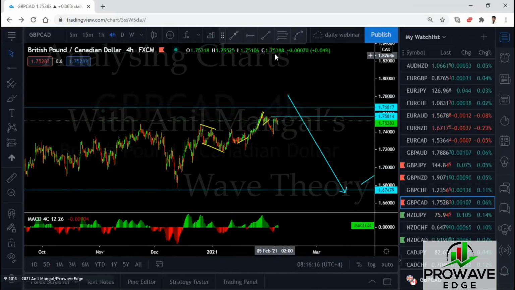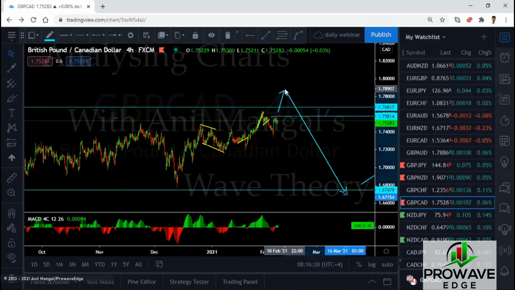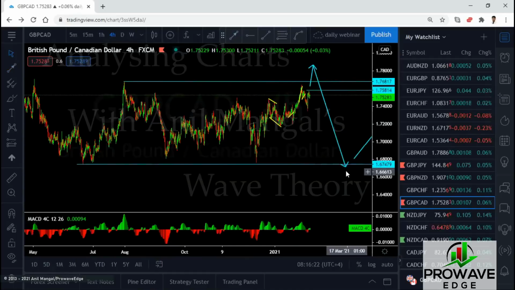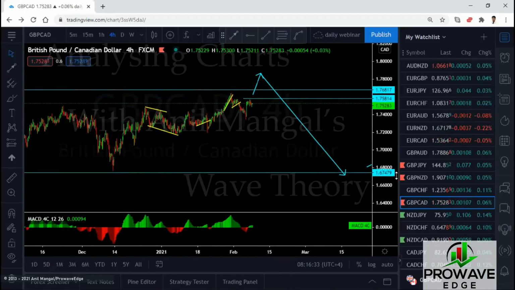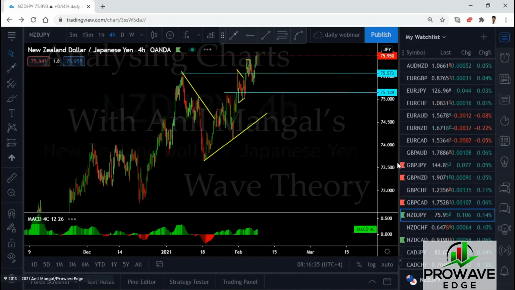This one has to break this top. So remember what I said. This will go, break the top, and then come down. If it's going to come down, that's the downside. But first, it has to break that top. And that's the significance of breaking tops. That is the power of understanding how wave patterns develop. Let's go. New Zealand yen.